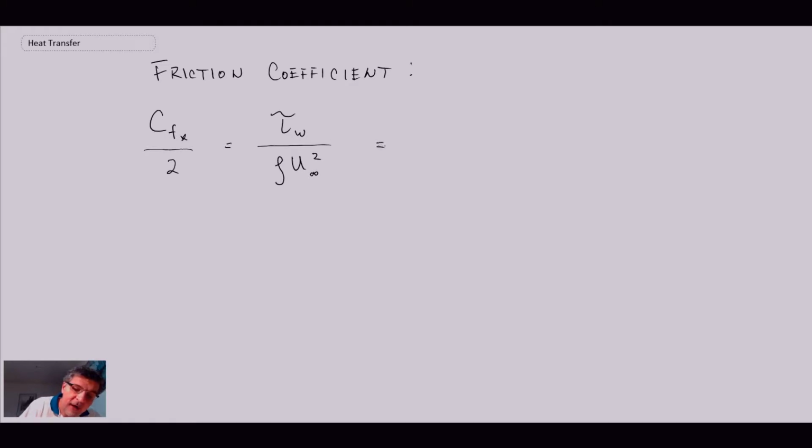And for Blasius's boundary layer solution, he got 0.664 for the skin friction times Reynolds number to the minus 1/2. I've divided by 2, so that turns out to be 0.332 Reynolds number x to the minus 1/2. And it'll become apparent in a moment why I'm writing this out. So that is for the Blasius solution.